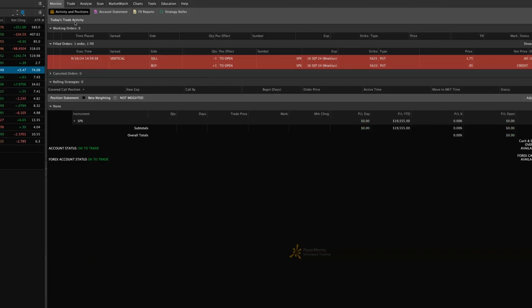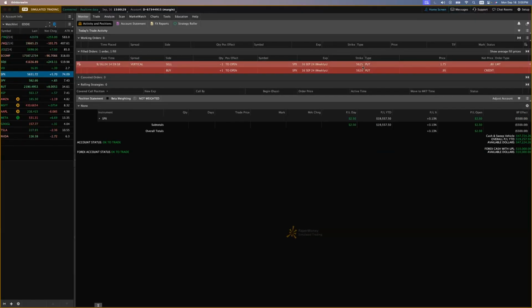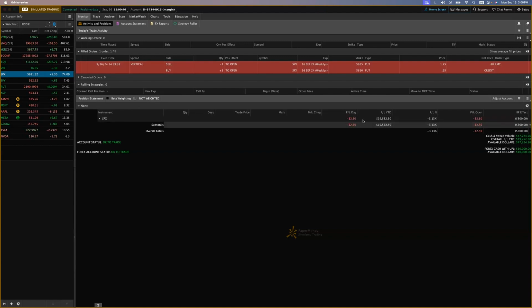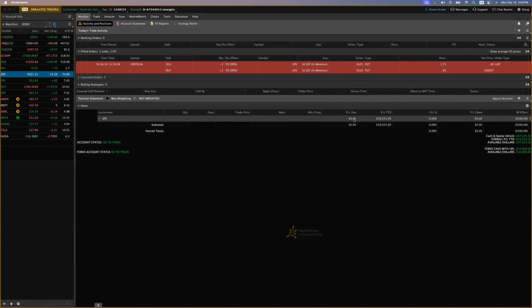A little bit about this monitor tab screen. This is where I can see what is happening. I can see that in my filled orders, I sold one and bought one, the 56.25 put and the 56.20. This is just a breakdown of the individual legs. And then the position statement here is just letting me know how things are looking so far. I opened this position without a bracket order. So I want to demonstrate how to close these since I do not have a working order to close it.